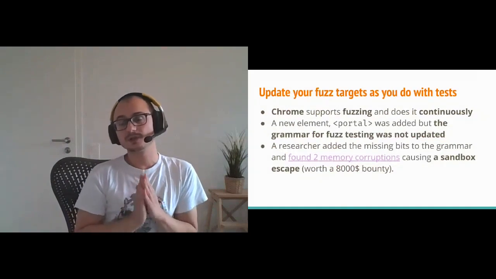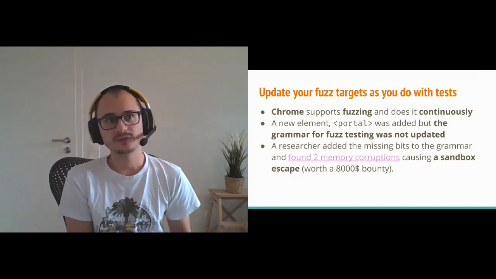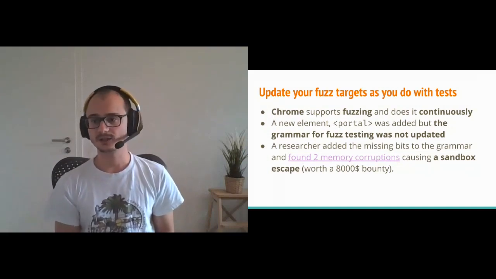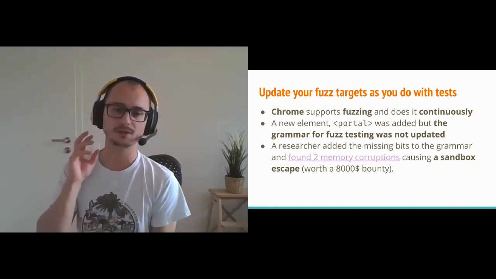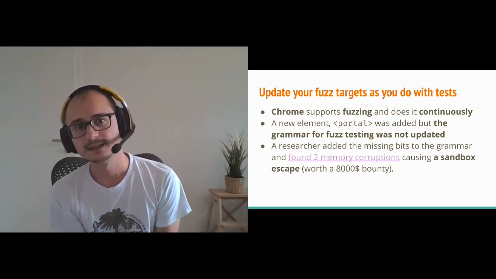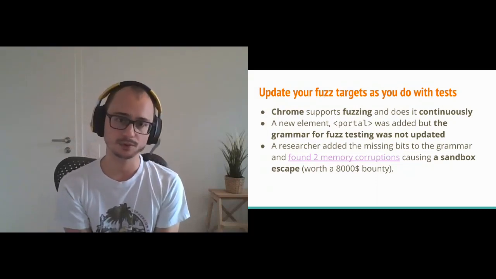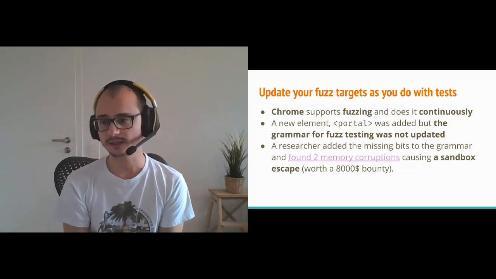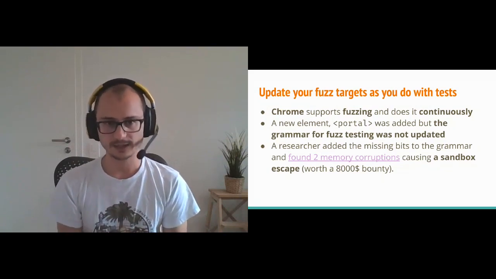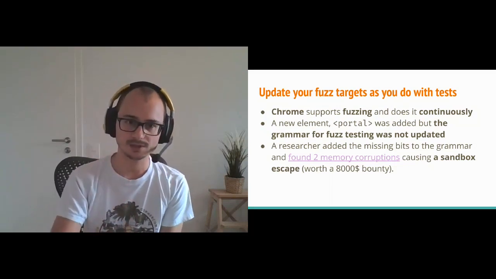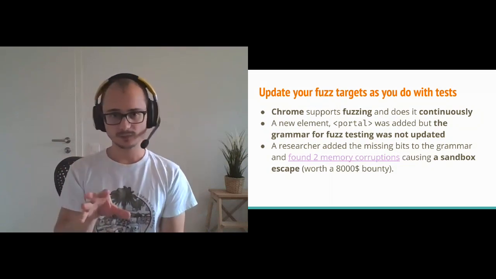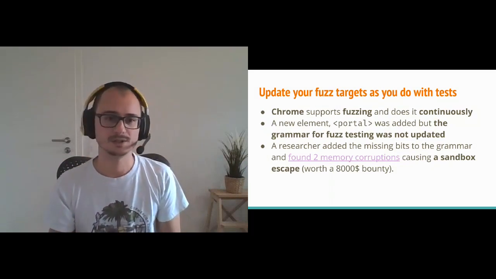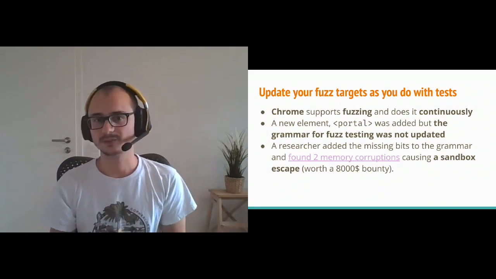I'm just going to show you now some good results that fuzzing might have had. If you contribute to Chrome, for example, to the grammar or add an HTML element, you should also change the fuzz targets. Chrome doesn't just use unit tests, but it also has continuous fuzzing. And when the portal element was added, people forgot to add the portal tag to the grammar that was used to generate fuzzers. And this caused 2 memory corruptions to be completely overlooked. So this was then found by a white hat hacker, and it was rewarded with $8,000 because it was 2 pretty bad bugs. And the easiest way to find them was to just add a couple of words to the fuzz targets in Chrome. So as you update your tests, you should probably update your fuzz targets.